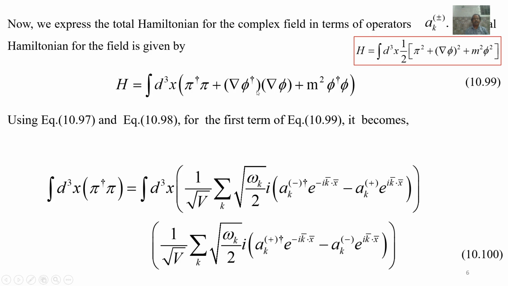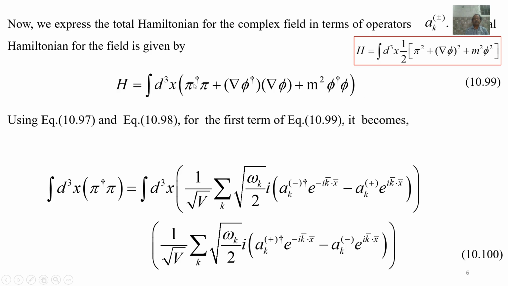This is your field function, this is your field operator. This is the derivative of the field operator, the gradient, and this will be your momentum density. So now we'll first take the first term. Equation 10.99, we are going to simplify the first term.